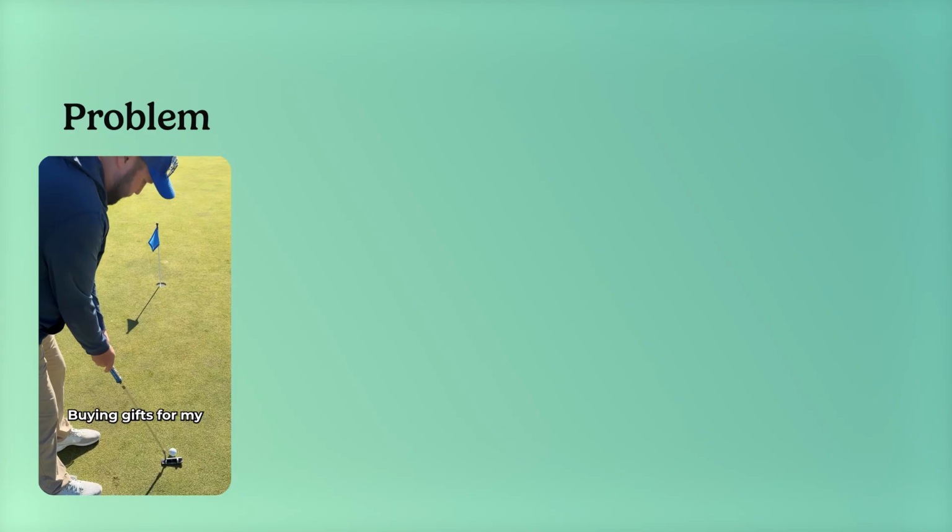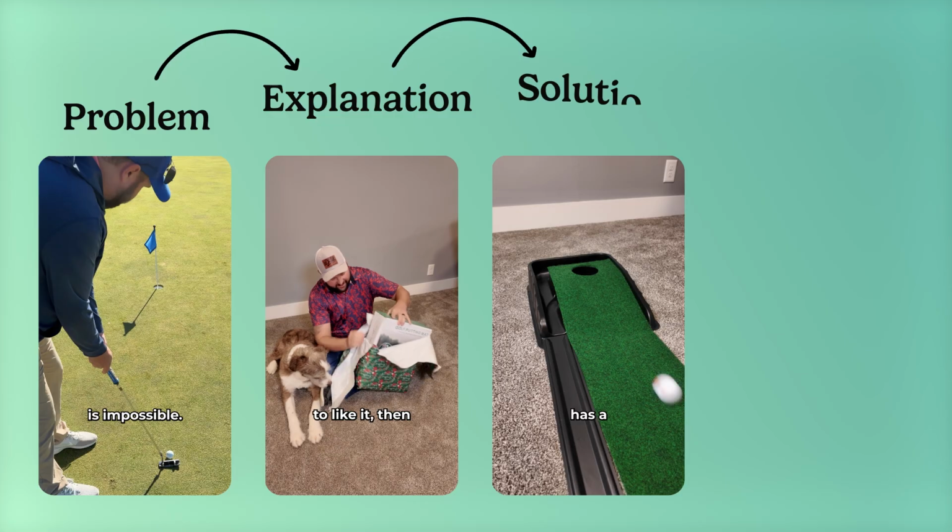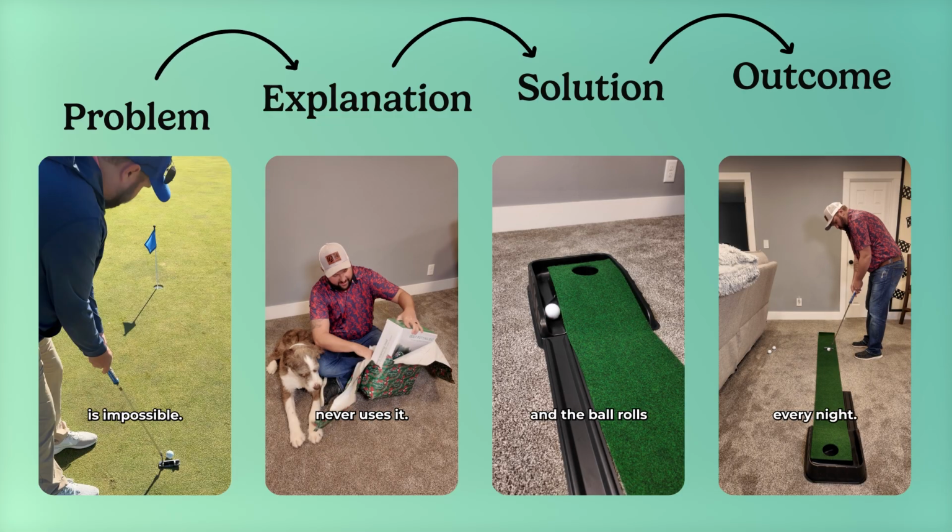This structure follows a logical storytelling pattern that builds clarity and trust. You have the problem, then an explanation, then the solution, and then an outcome. It mirrors how we naturally explain something useful to someone step by step, which makes it especially effective for products that need context or education to convert.